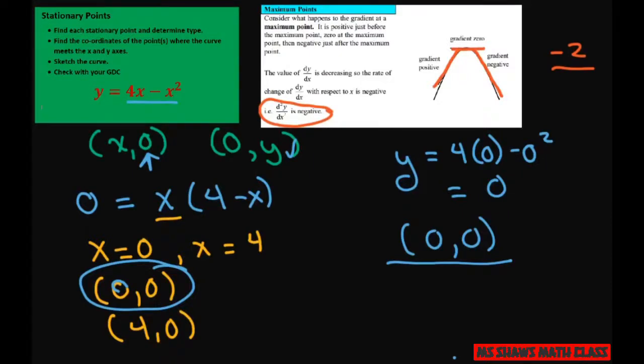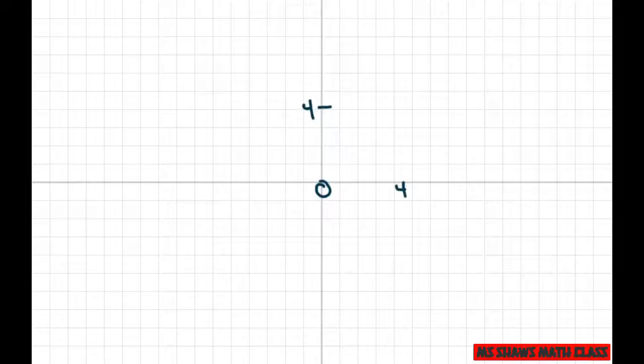So now let's graph it. We have a maximum at (2, 4), and it crosses the x-axis at 0 and 4. And there's your y-intercept. And that would be your graph. This one you really don't need to check with the graphing display calculator because the numbers were very nice.